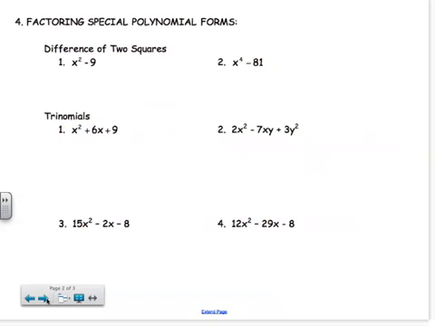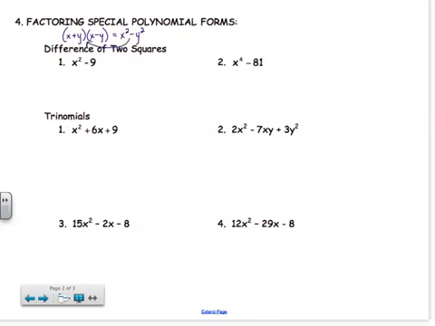Now, looking at those special polynomials that we looked at in the last set of notes, we're going to try to work backwards. So if you remember, the difference of 2 squares was created by the sum and difference when we were multiplying, meaning when we took x plus y times x minus y, it created x squared minus y squared. So you have to have the difference of 2 perfect squares in order to use this. We're going to work ourselves backwards.